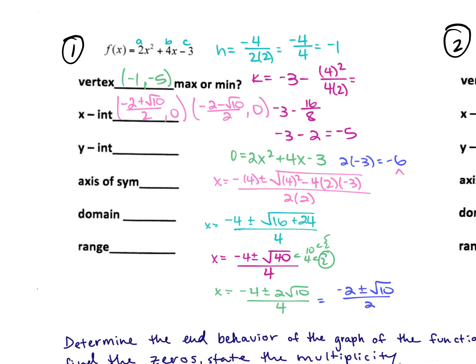Okay. Your y-intercepts, plug in 0 for x, solve for y. It's also your c term. So your c term here is the negative 3. That gives us the ordered pair 0, comma, negative 3.